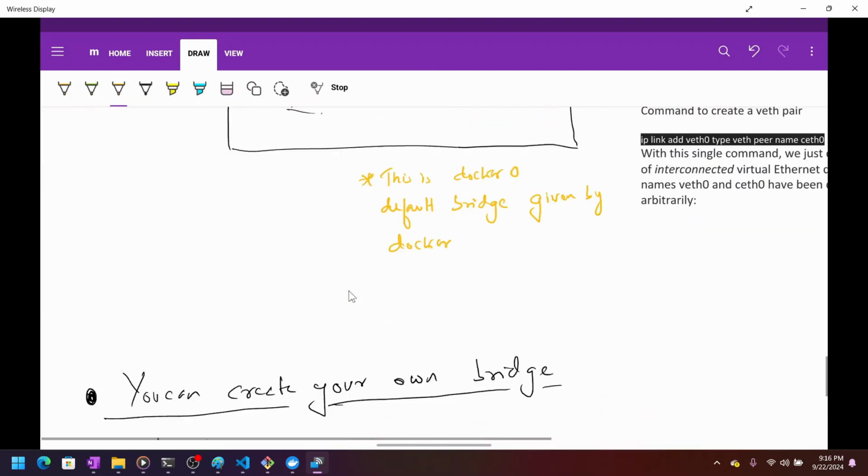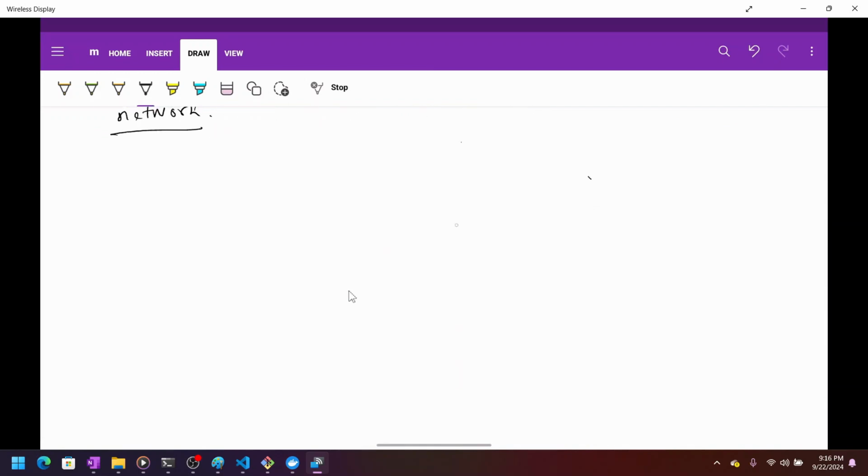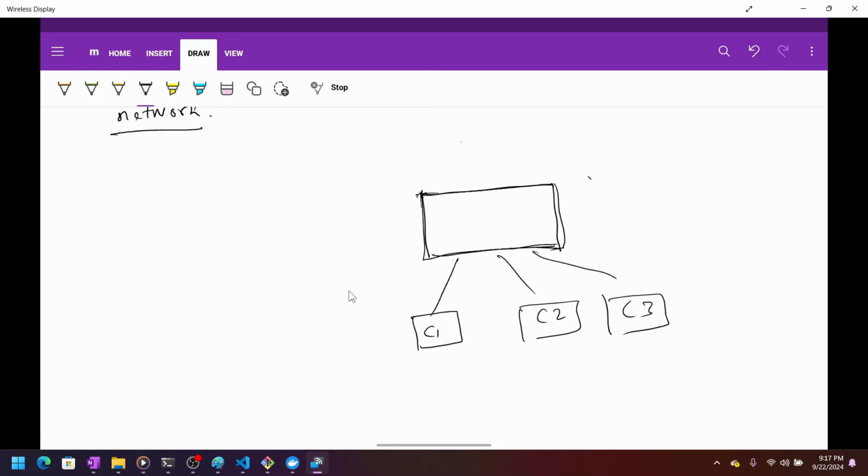So let's see what this means. Let's say this is your bridge network which you have created, and the containers connected to it are C1, C2, C3. This is, let's say, bridge0, my own custom bridge. The containers connected to the custom bridge can connect between each other. So what does it mean? It means the containers that are connected to the same bridge network can communicate with each other.